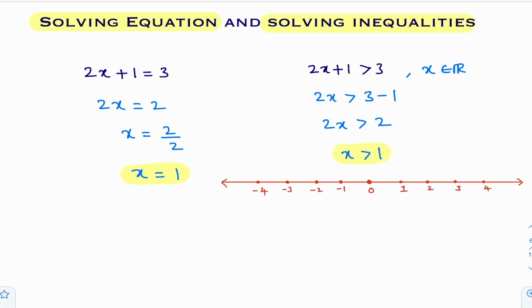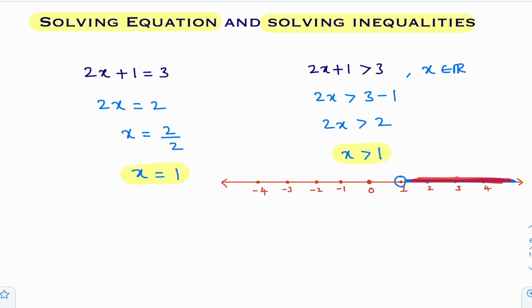Okay, I'll try to explain this on the number line. x greater than 1 means strictly greater than is there. When strictly greater than is there, 1 is not included. Greater than 1 means the right hand side part of 1. All these numbers are greater than 1. 1.5 is greater than 1. 2.5 is greater than 1. Whatever number you take anywhere here, all those numbers are greater than 1, right? So many solutions are there.